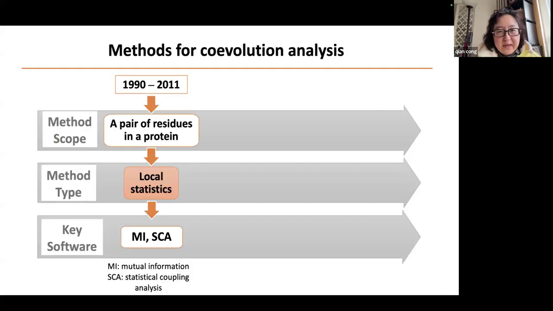Also, the methods for inferring such coevolution in protein sequences have been evolving rapidly during the last 2 decades. Between 1990 and 2010, the technique to infer this coevolution signal was still pretty simple. People were using some statistical method to look at one pair of residues at a time, just like what I was showing you just now, manually.